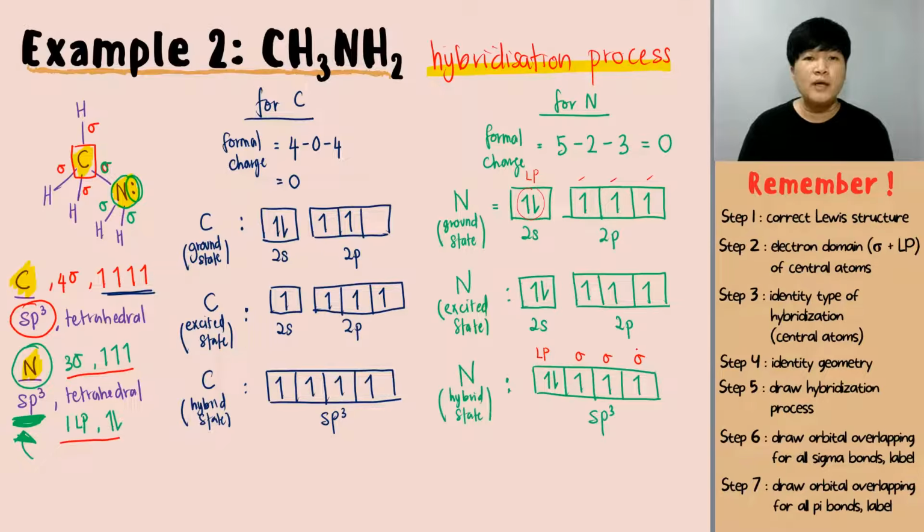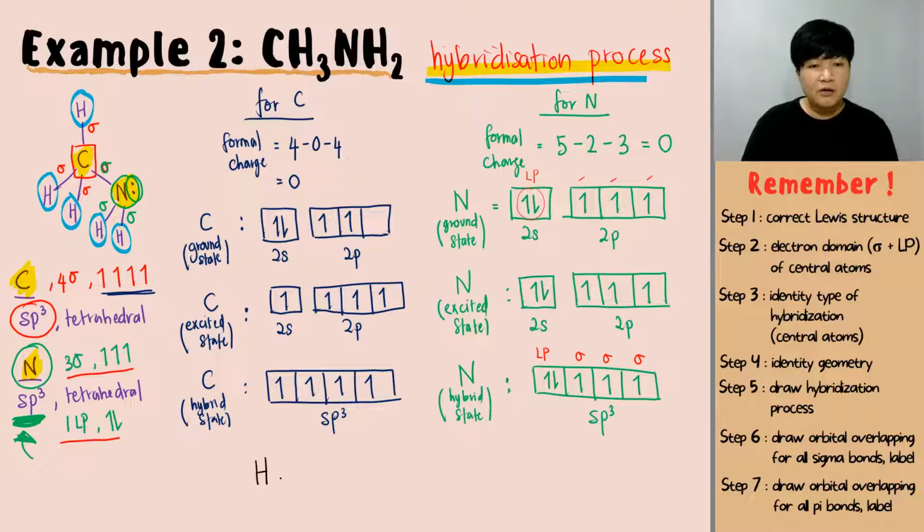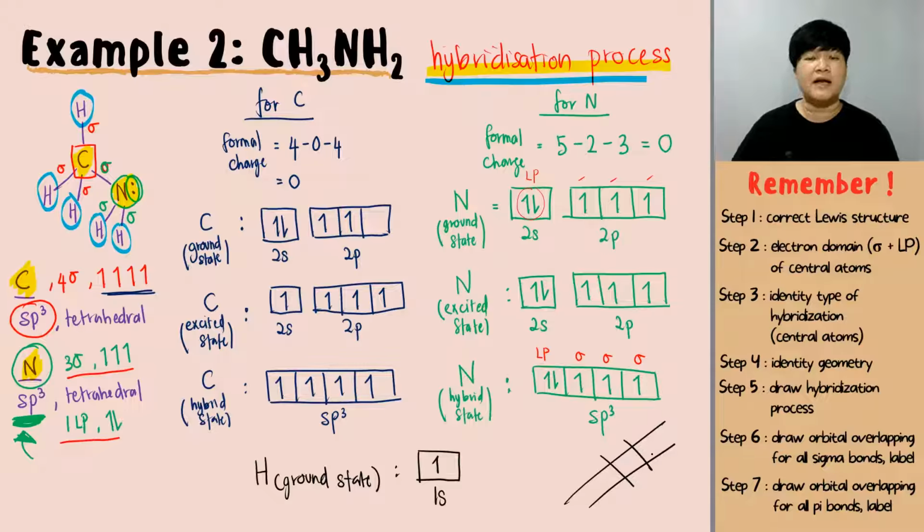And all that is actually based on your correct Lewis structure. So no matter what, your Lewis structure must be correct at the beginning. Okay? And of course, we only have one type of terminal atom over here. All the terminal atoms are hydrogen. Therefore, your hybridization process will not be complete without the ground state of the terminal atom. The ground state of hydrogen is 1s1, so you have your 1s having 1 single unpaired electron. And that is your complete hybridization process for CH3NH2.